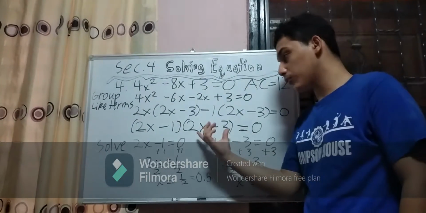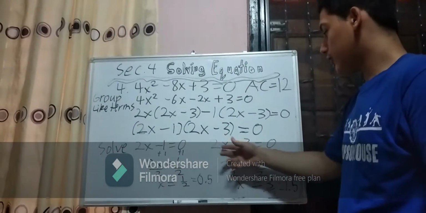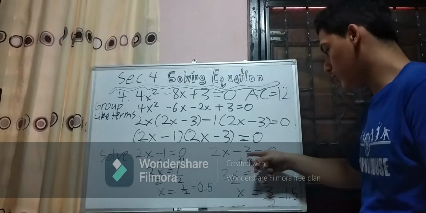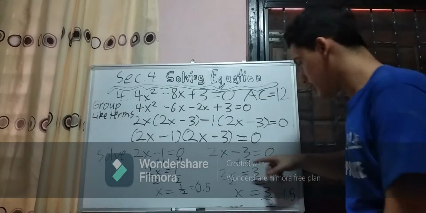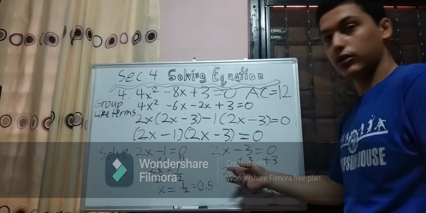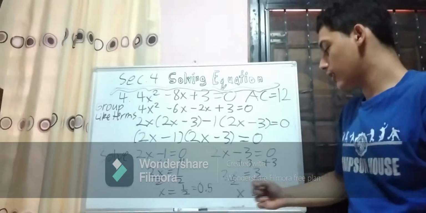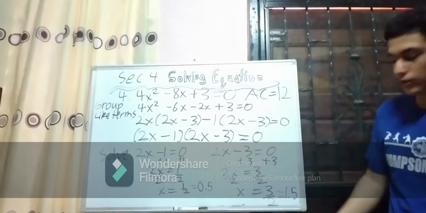I can do the same for this one. So that's 2x minus 3 equals 0. I add a 3 here and I add a 3 here. That gets me 2x equals 3. Now I just divide by 2. X equals 3 over 2, which is 1.5.